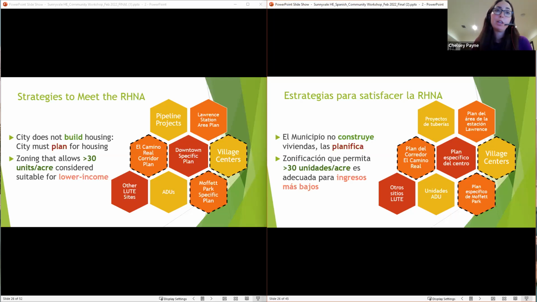We will also be counting a projection of accessory dwelling units, or ADUs, which are a housing type that is becoming increasingly popular in California. We also hope to rely on two other specific plans, the El Camino Real Corridor Plan and the Moffett Park Specific Plan. These plans are still being prepared and haven't yet been adopted, but we're hopeful that they will be adopted before the housing element and that we can use these plans to help accommodate the city's housing targets. Next slide, please.